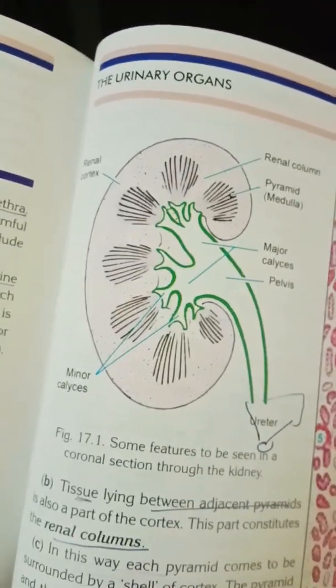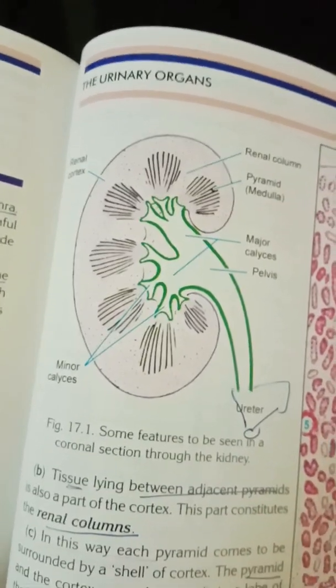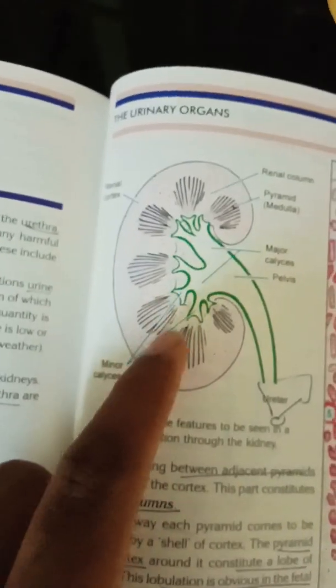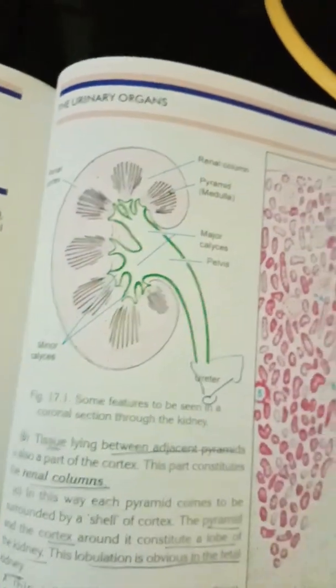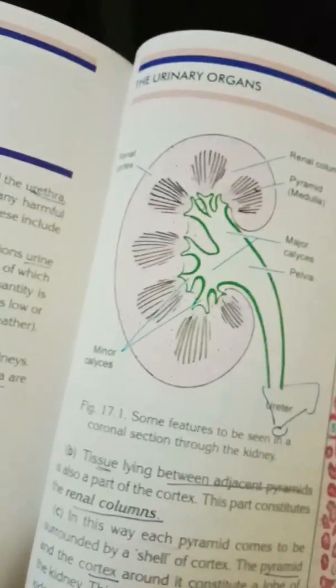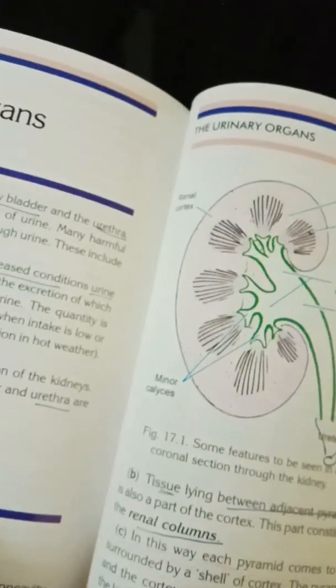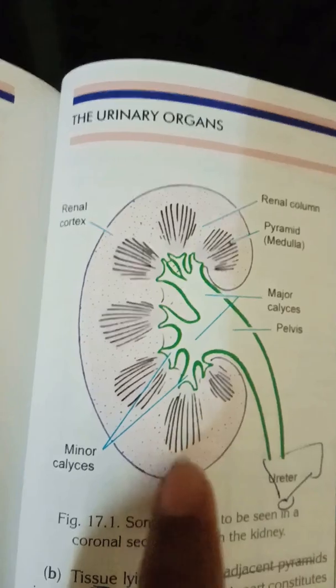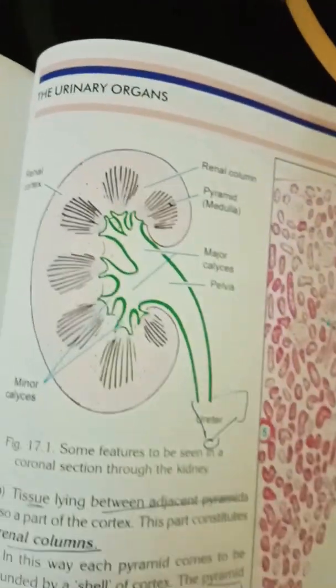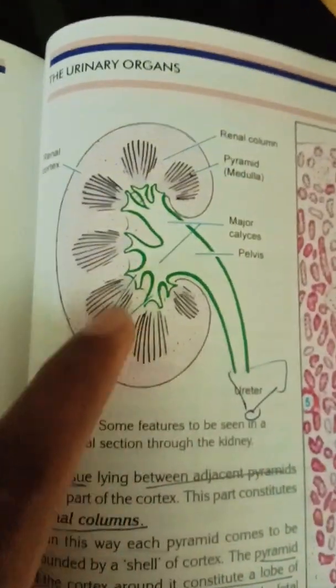The cortex between the base of the pyramids and the surface of the kidney forms the cortical arches, also known as cortical lobules. The light and dark striations are medullary rays, which are mainly present in the cortex. And the renal column is present between the pyramids.